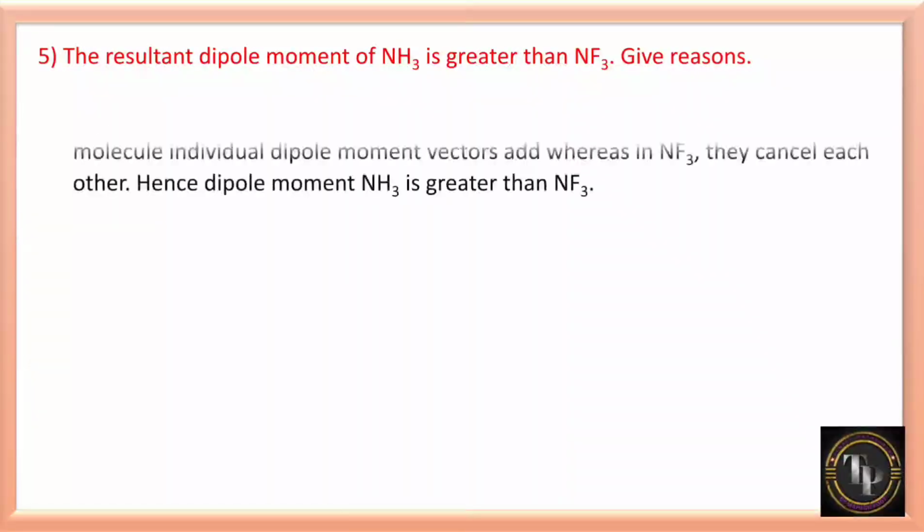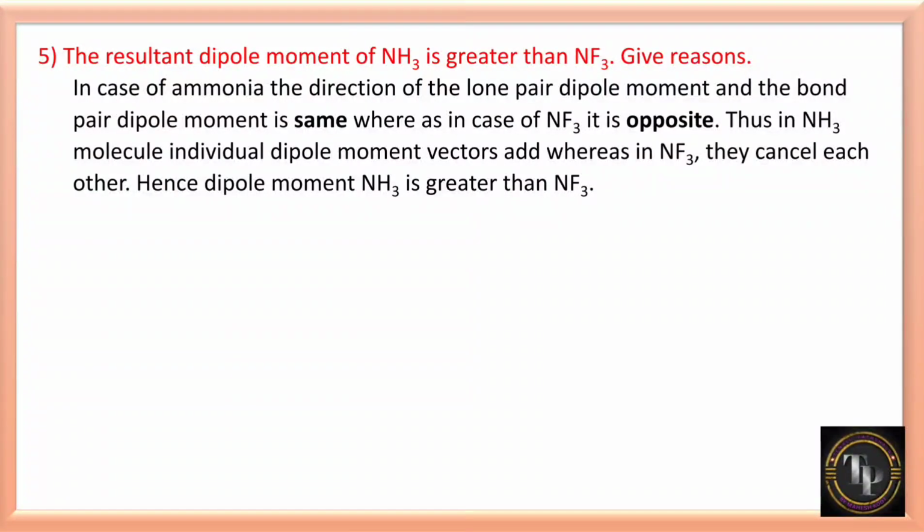Why? Because in case of ammonia, the direction of the lone pair dipole moment and the bond pair dipole moment is the same. Whereas in case of NF3 it is opposite. Thus in the NH3 molecule, individual dipole moment vectors add, whereas in NF3 they cancel each other because they are opposite to each other. Hence, the dipole moment of ammonia is greater than NF3.